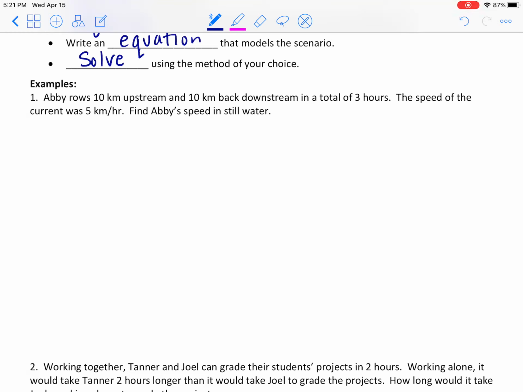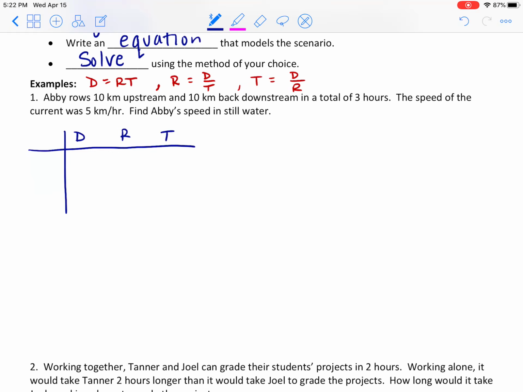Abby rows 10 kilometers upstream and 10 kilometers back downstream in a total of 3 hours, and the speed of the current was 5 kilometers per hour. Our job is to find Abby's speed in still water. So this is a distance, rate, time problem. Distance equals rate times time, if you remember that formula. Or depending on the setup of the situation, we might need it solved for r, where r is equal to distance divided by time, or we might need it to be solved for t, where t is equal to distance divided by rate.